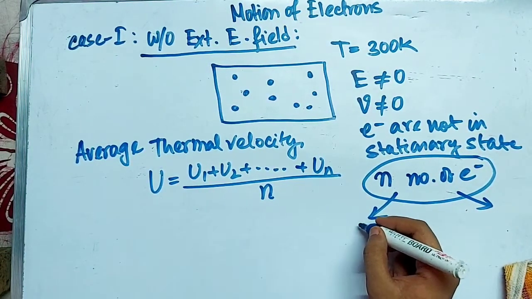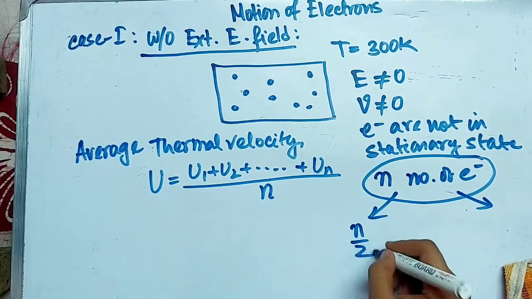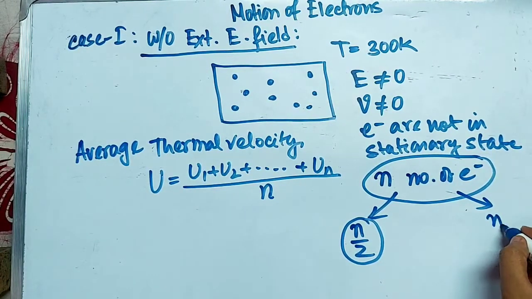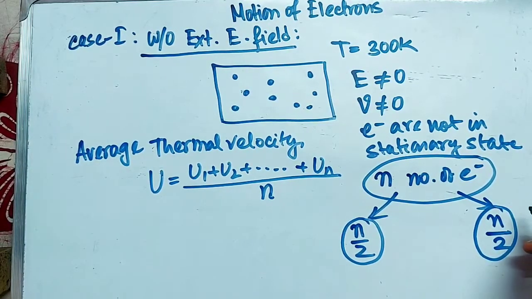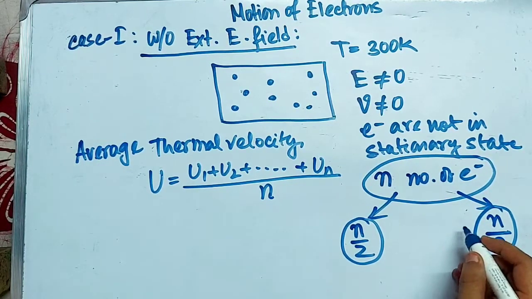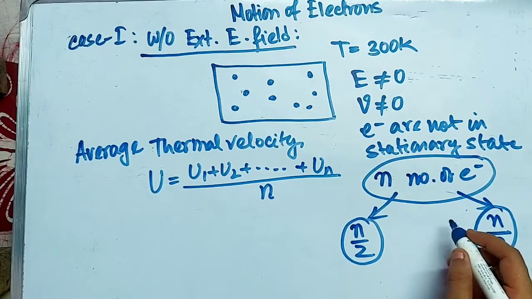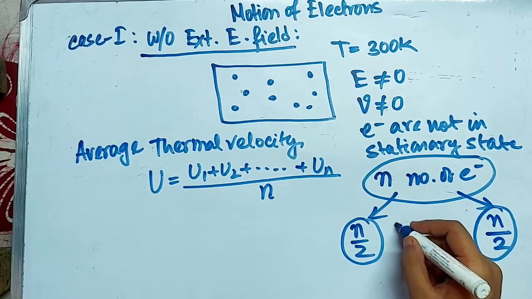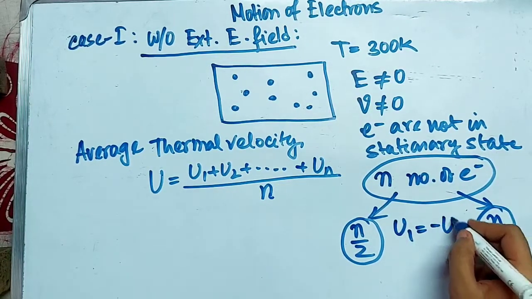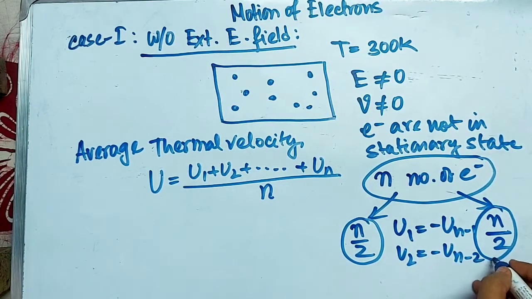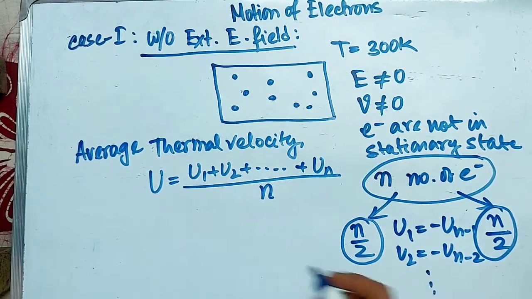at a particular time exactly n by 2 electrons are moving exactly in the opposite direction of the other n by 2 electrons. If these n by 2 and n by 2 electrons at a particular time are moving in exactly opposite directions within the material, then u1 will be equal to minus un minus 1, u2 will be equal to minus un minus 2, and so on.